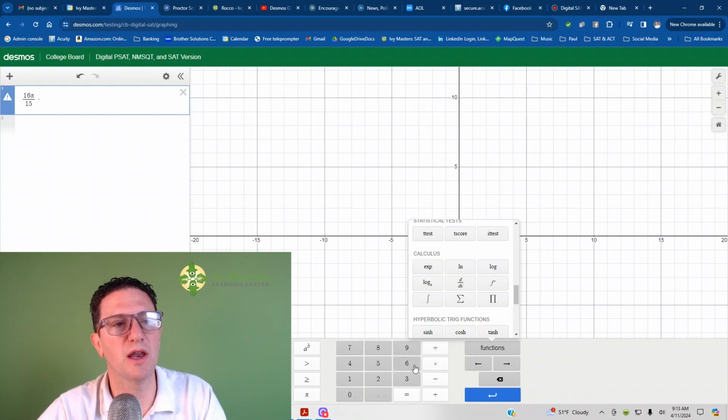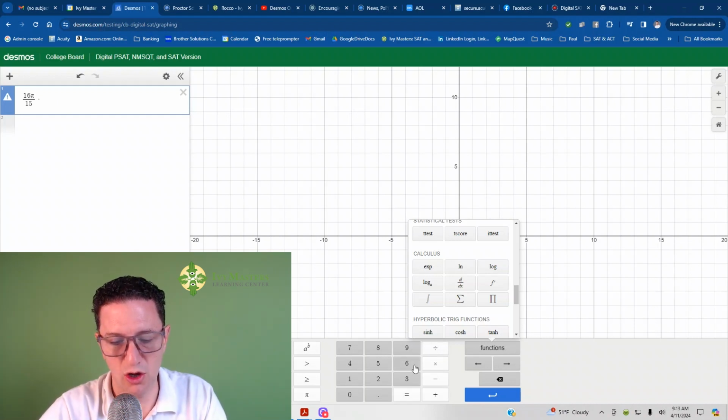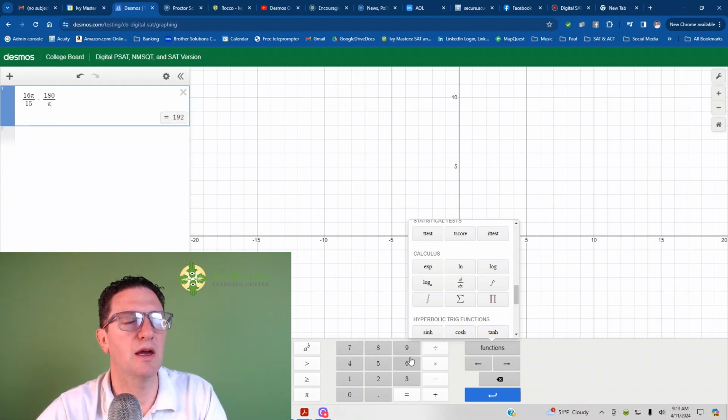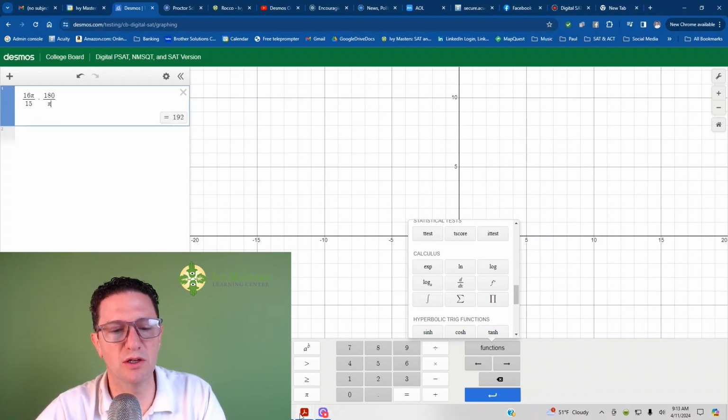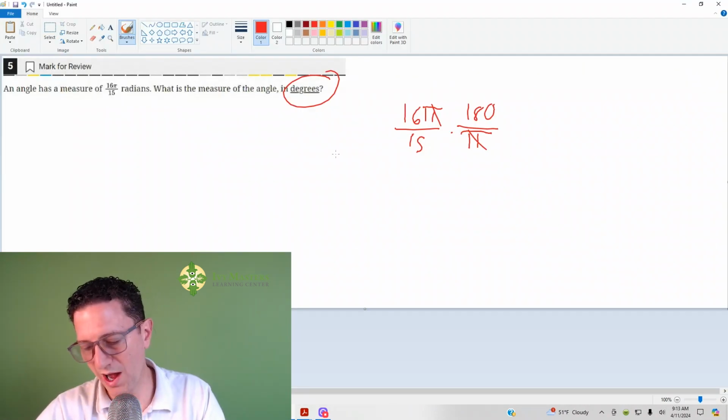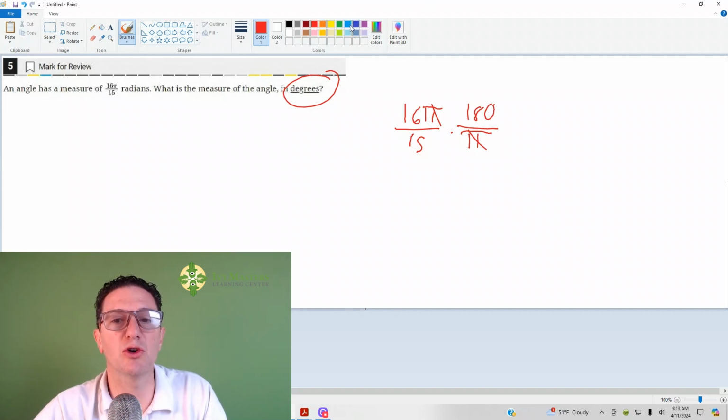And so now we've got another fraction. We've got 180 over pi. And we've got 192, which is our answer. Just mark it and move on. If you want to stick around, I'm going to give you an explanation for why we have this conversion, 180 over pi.